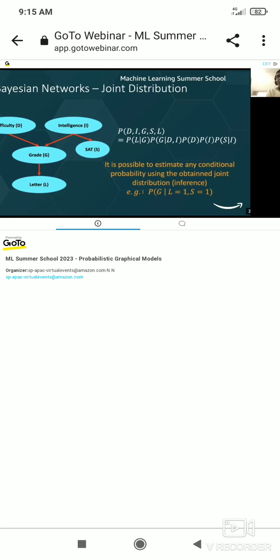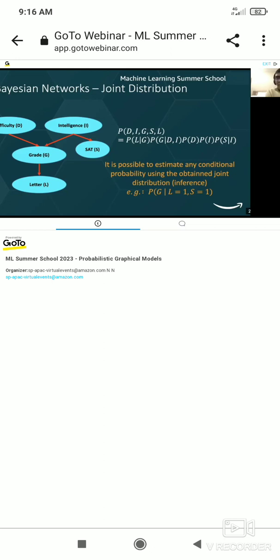So one way we would construct a joint distribution, but before I go into that, just a note on what a joint distribution essentially implies: it is the probability of co-occurrence of all the features. That is, probability of D, I, G, S, L. That essentially is what constitutes a joint distribution in probabilistic parlance. Now, given this graph structure, how would you break down this joint distribution?